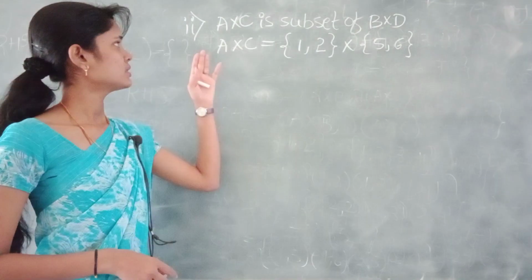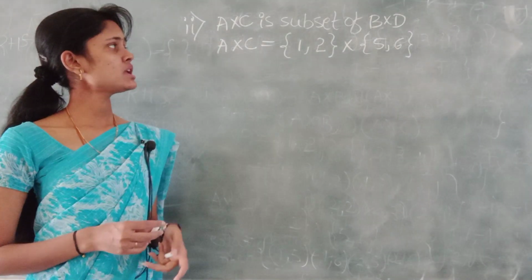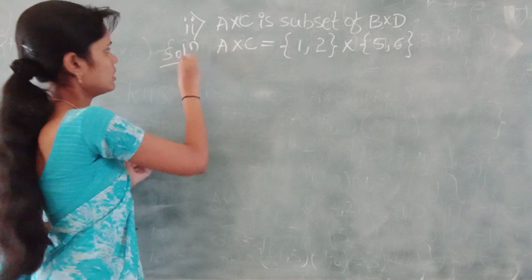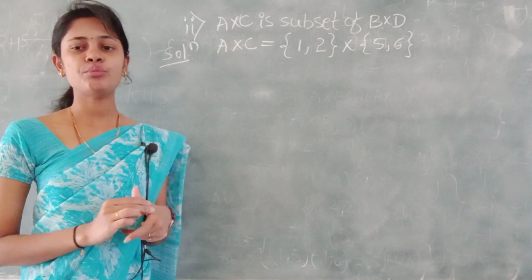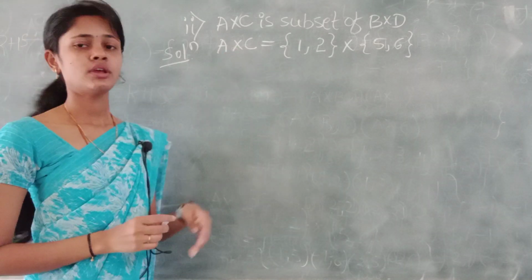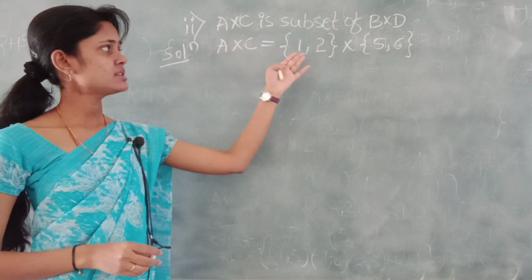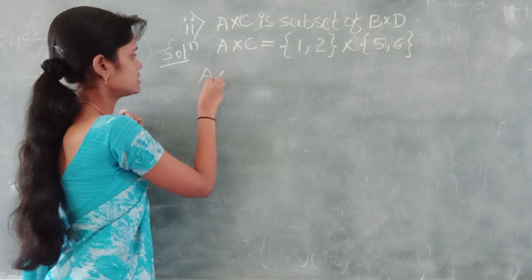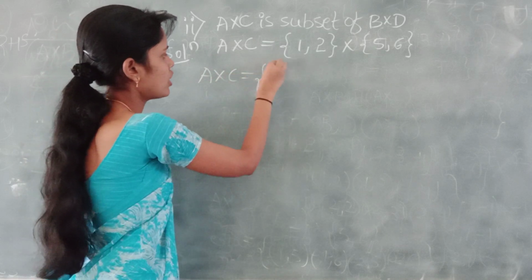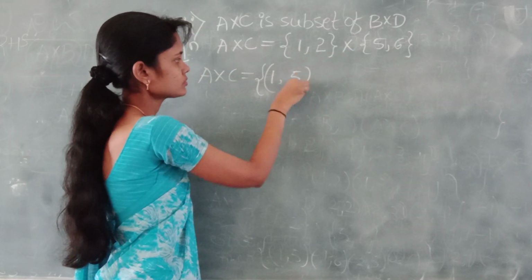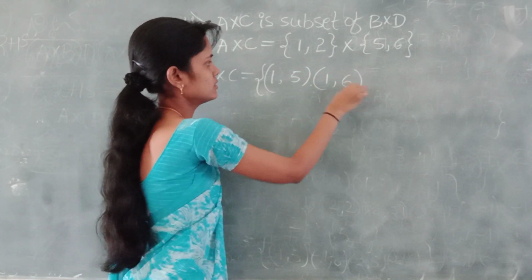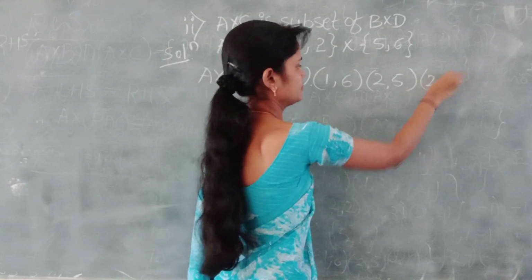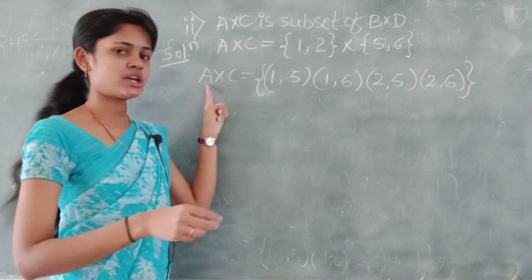Next example is in that only, the second one. A cross C is a subset of B cross D. So here you have to show that A cross C is a subset of B cross D. We have set A as {1, 2} and set C as {5, 6}. Let us write A cross C. The ordered pairs are (1,5), (1,6), (2,5), (2,6). So this is our A cross C.